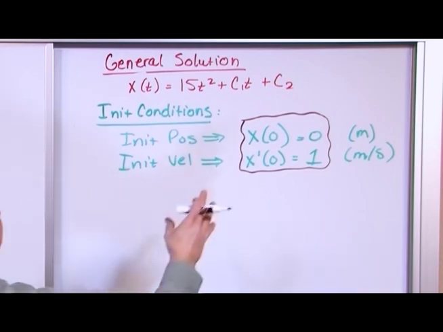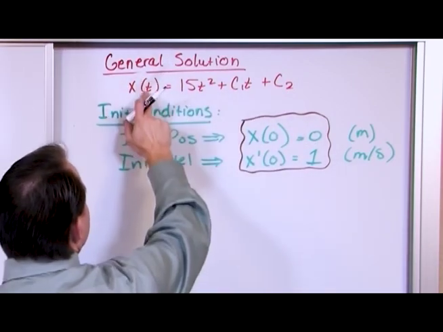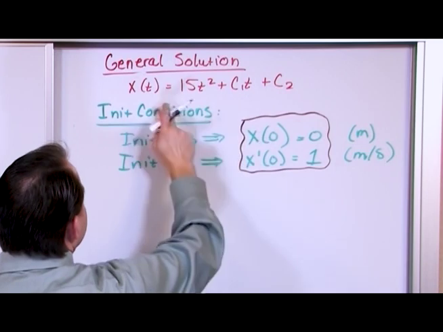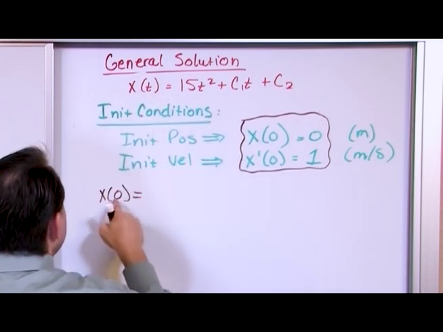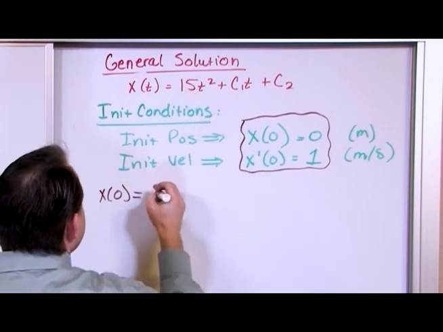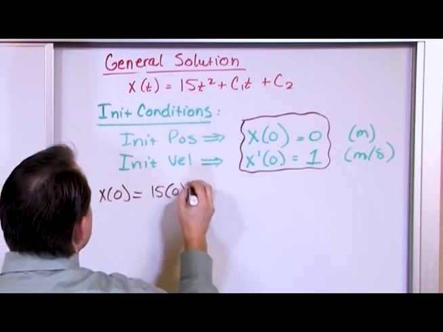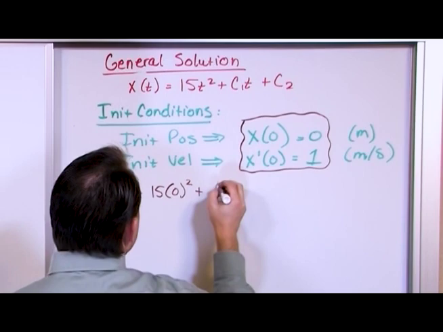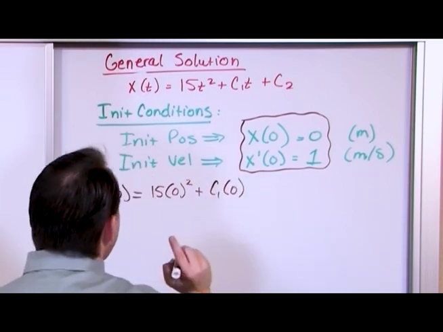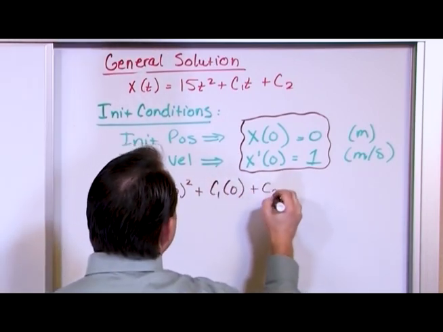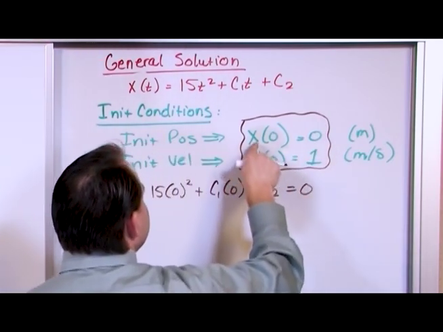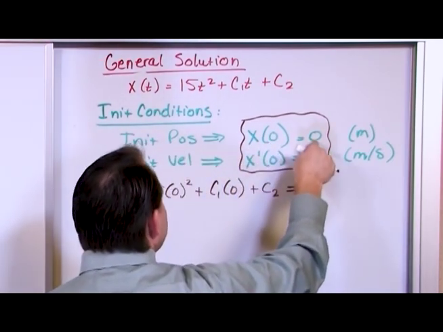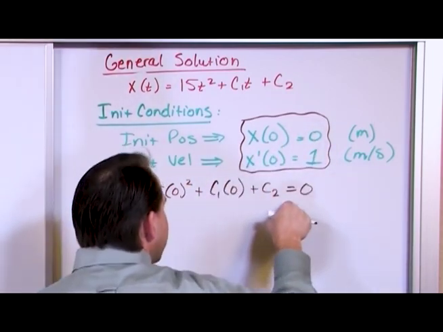What you need to do is basically plug this information in here. You can plug in x of 0 into here. So let's do that. X of 0, at time equal to 0. Let's plug it in there. So 15 times 0 squared plus C1 times 0, because time is equal to 0, plus C2, and we're saying that this is all equal to 0. The position at time 0 is equal to 0. This is the position evaluated at time 0.